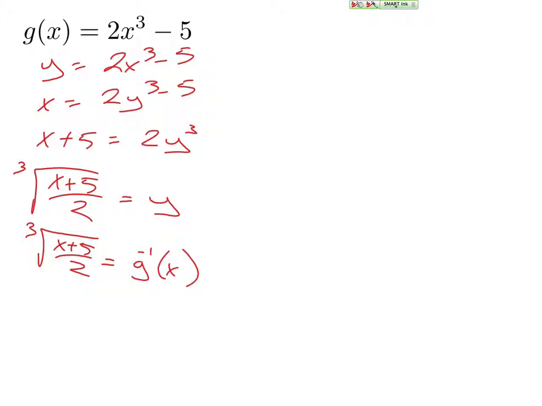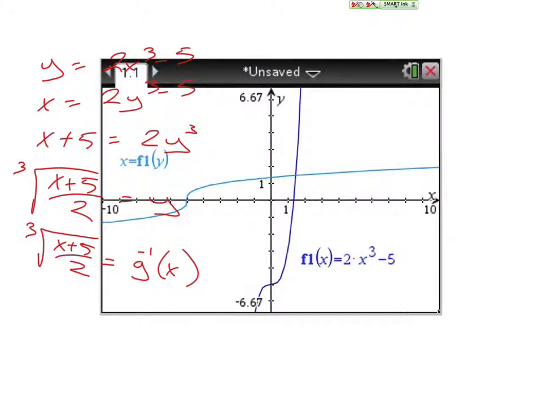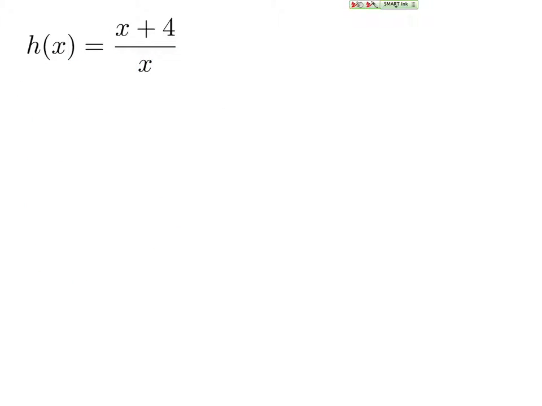So let's graph that to see what it looks like. So there's the original, and there's the inverse. Okay, cube root of x plus 5 over 2. Alright, let's do one more, finding the inverse. H of x equals x plus 4 over x.